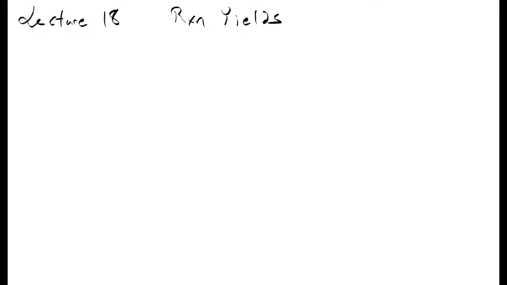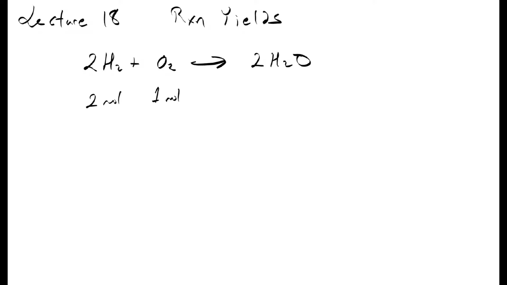So, for example, going back to that good old standby, water, 2H2 plus O2 yields 2H2O. If you have exactly 2 moles of H2 and 1 mole of O2, you're going to get 2 moles of H2O. What happens if you have 3 moles of H2 and 2 moles of O2?